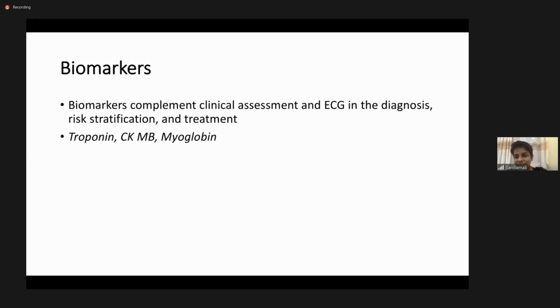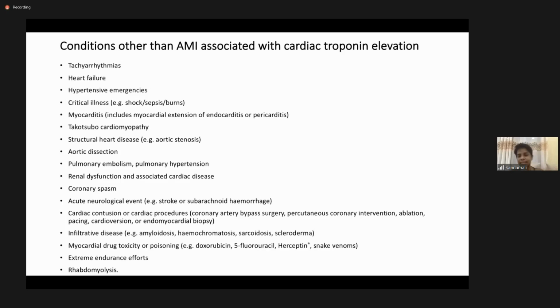So before we come to the ECG, I just want to mention briefly about the biomarkers. Biomarkers actually help us not only in diagnosis, but also in risk stratification of acute coronary syndrome. Common biomarkers are troponin, creatine kinase, and myoglobin. Out of them, troponin is the most specific one. So we use troponin, and these days we use highly sensitive troponin also. There are a lot of conditions where troponin can be elevated, not necessarily acute MI. You can go through the list.